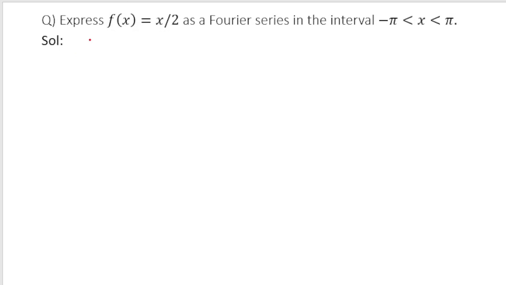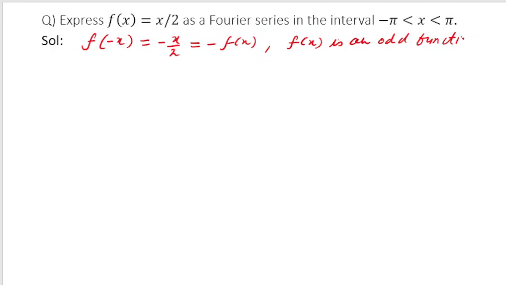So let me explain here. If I talk about this function, if I write f of minus x, I will get minus x by 2, that is equal to minus of f of x. It means that f of x is an odd function, and the interval also is suitable because it is minus pi to pi. We want the interval of the type minus c to c, because only then can we apply these properties of definite integration.